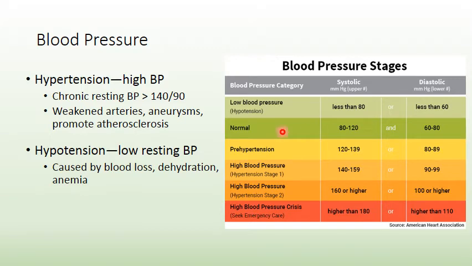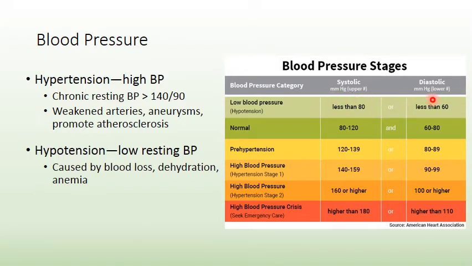Hypotension is when you have low blood pressure. When you have low blood pressure, you may have low blood volume, you may be lightheaded and dizzy and have fatigue-like symptoms. You're going to have a systolic pressure of less than 80 or a diastolic pressure of less than 60.